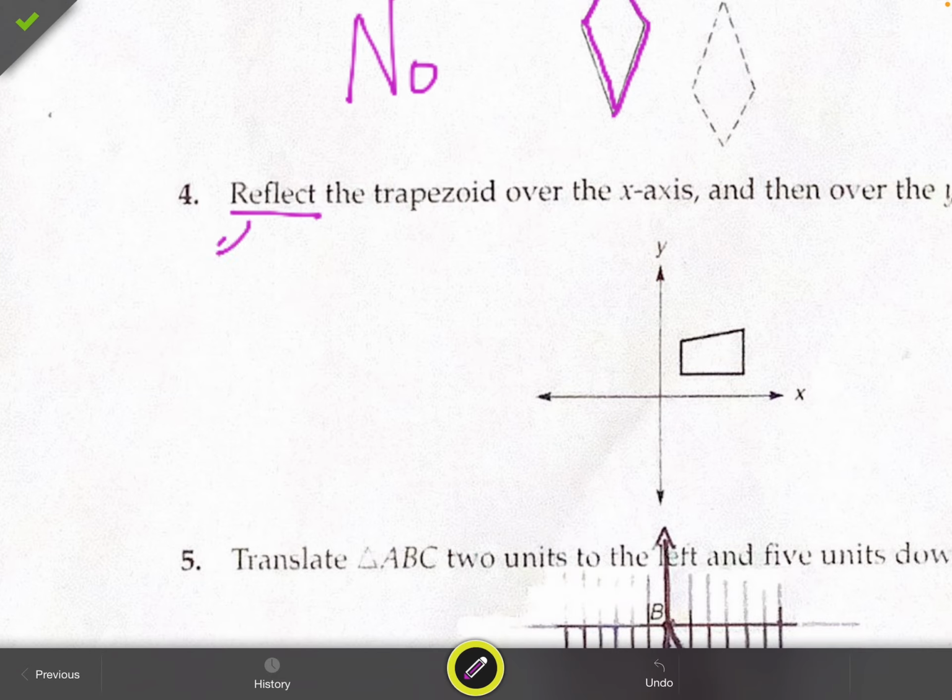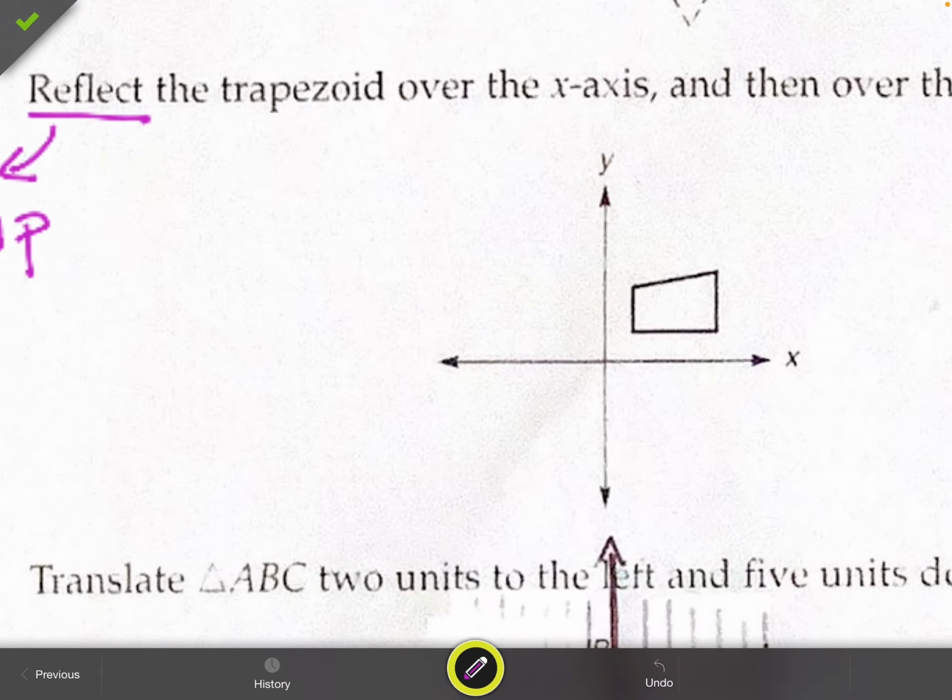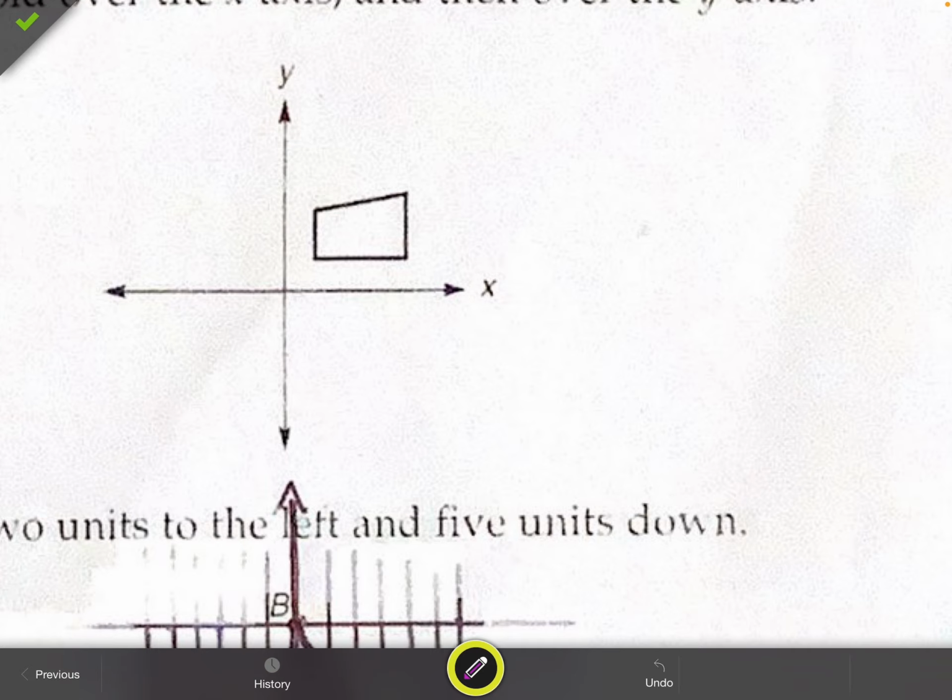So again, keyword for reflect is flip. So they want us to take this trapezoid and flip it over the x-axis. So basically, you got to visualize it. If you flip it over that, it's going to be the same distance. And then this would be the longer side, a little bit longer. And again, not going to be a work of art, but do your best. So we flipped it over the x.